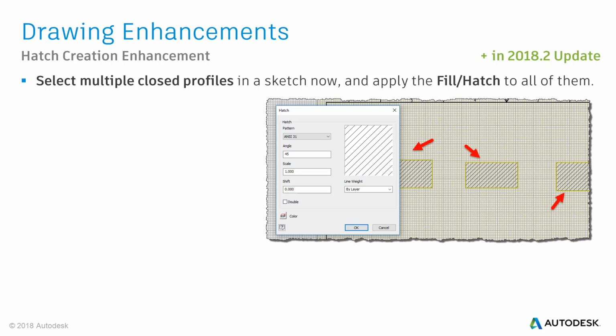Coming to the end for the drawing enhancements, I'd like to cover that you can select multiple closed profiles in a sketch now and apply the Fill Hatch command to all of them. Previously, you could only add one hatch region at a time in drawing sketches.